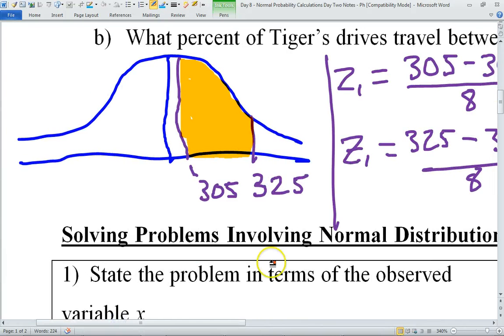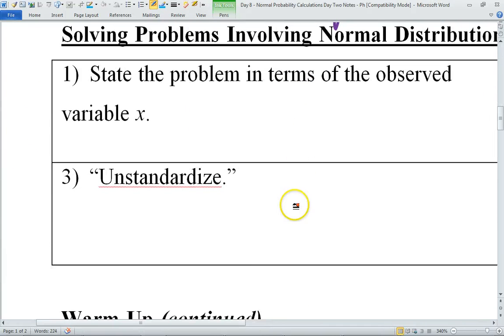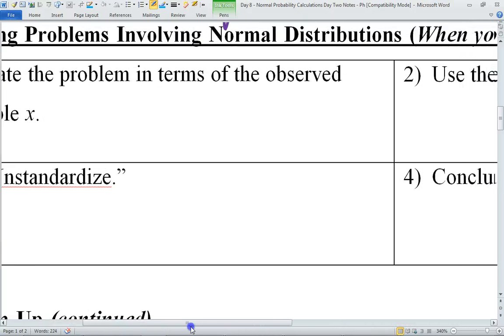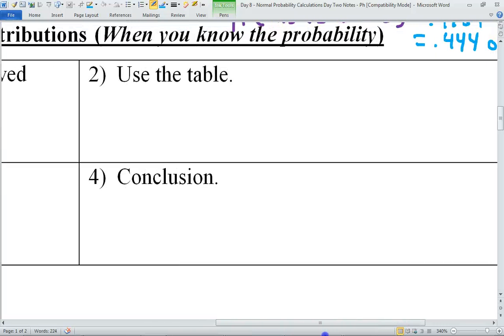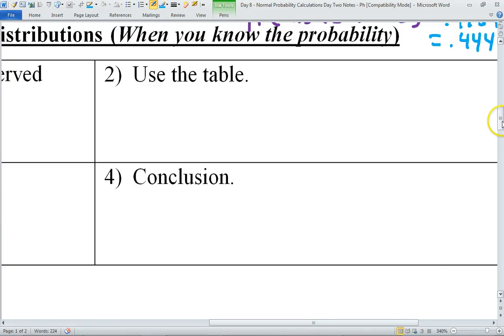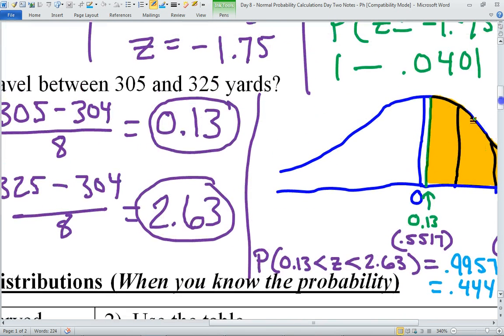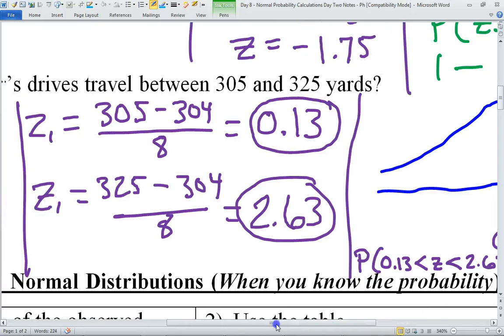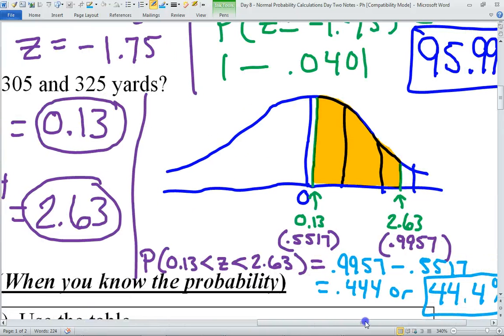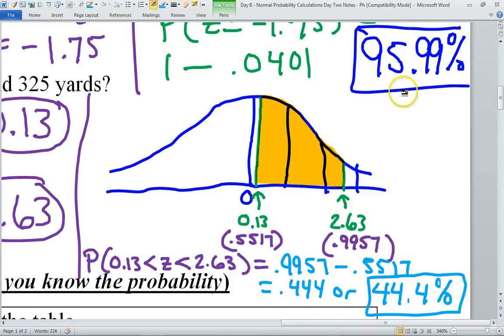Okay, that was the warm-up. Believe it or not, that took kind of a long time. Alright, solving problems involving normal distributions when you know the probability. Look, please understand this is backwards. Now, on the previous problems, we were given numbers: 305 yards, 325 yards, 304 yards. We were given numbers and we were asked to find the probability, the percentages.